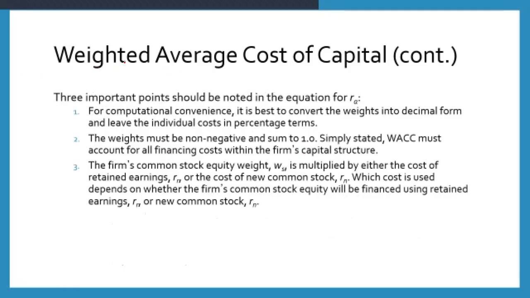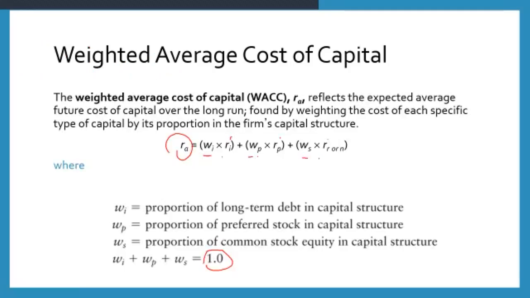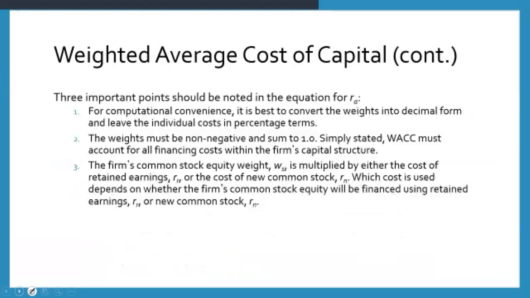Three important points should be noted in this equation. For computation purposes, it's best to convert the weight into decimal form and leave the individual cost in percentage terms. The weight must be non-negative and sum to 1. So these weights here mean how much percentage of debt, how much percentage of preferred, how much percentage of common stock you're going to use. It all should add up to 1, right?